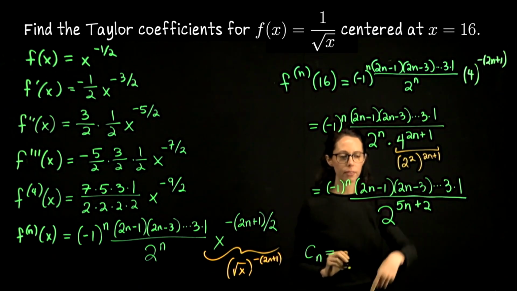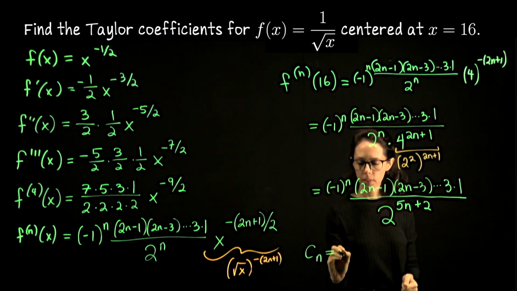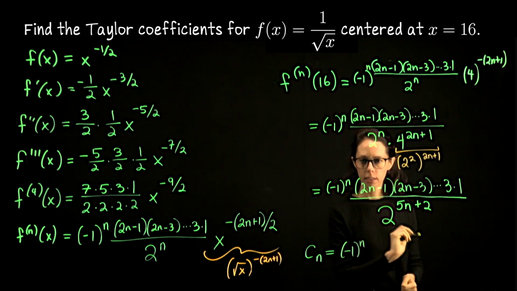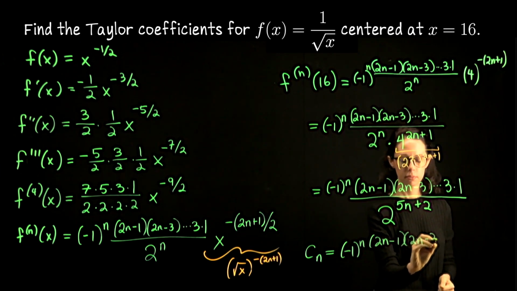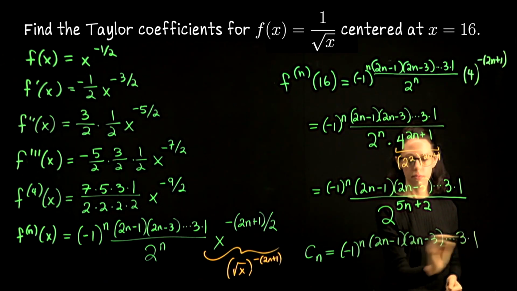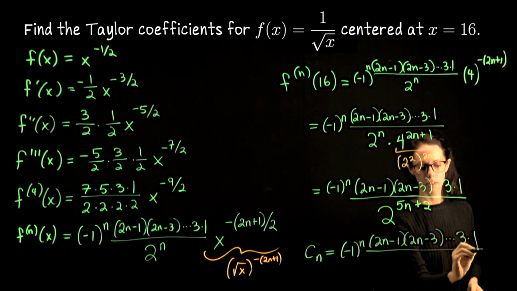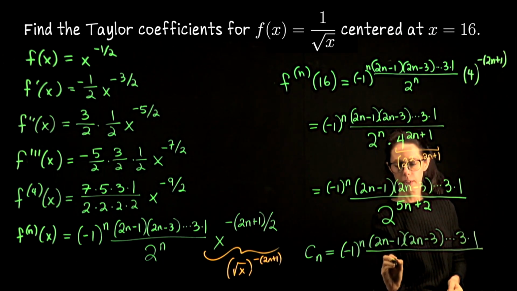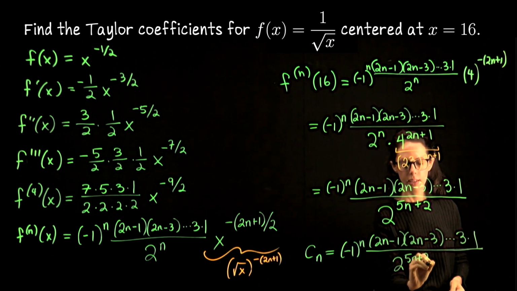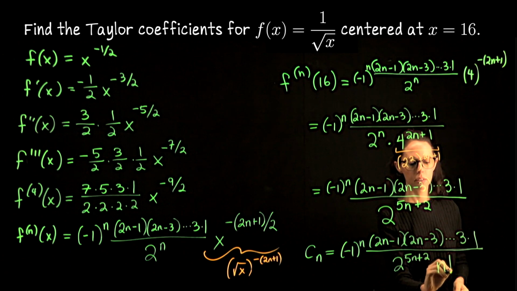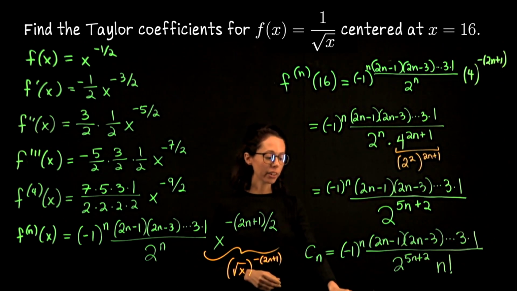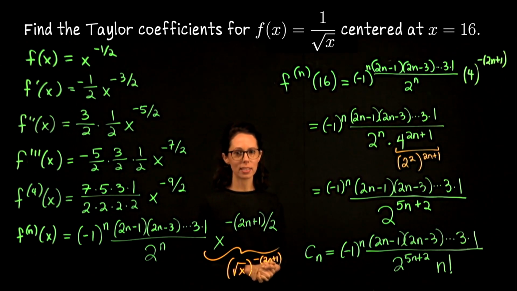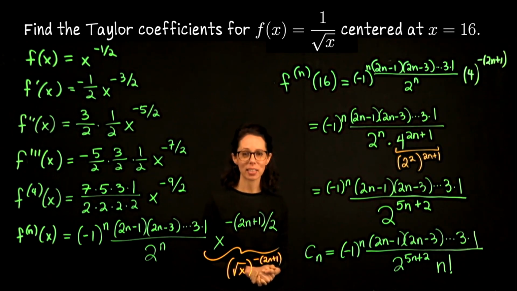Just going to include the n factorial in this denominator. So how about the leading alternating sign times the odd product divided by this denominator times n factorial. Okay, now we have found the Taylor coefficients for f of x equals 1 over the square root of x centered at x equals 16.